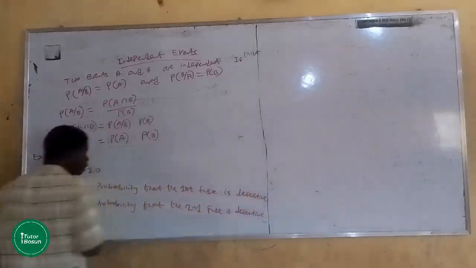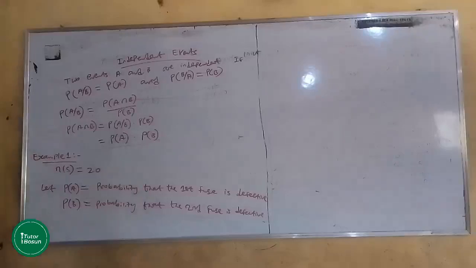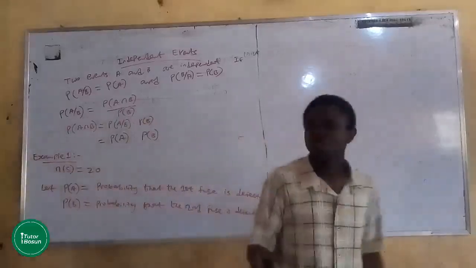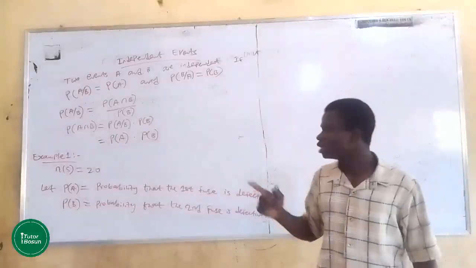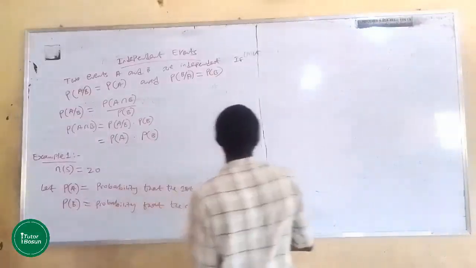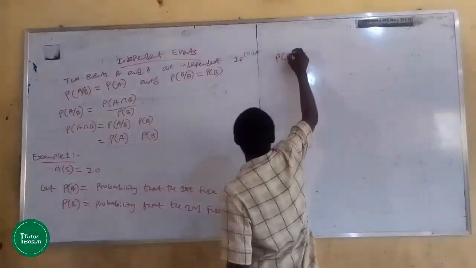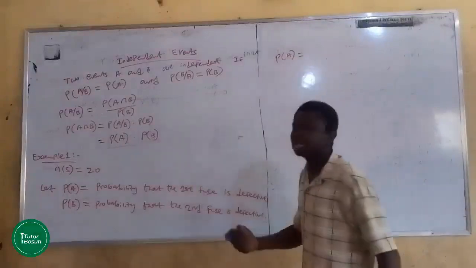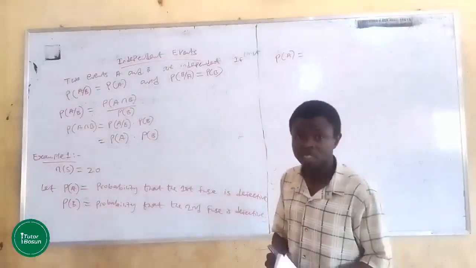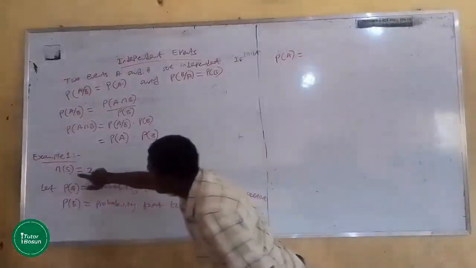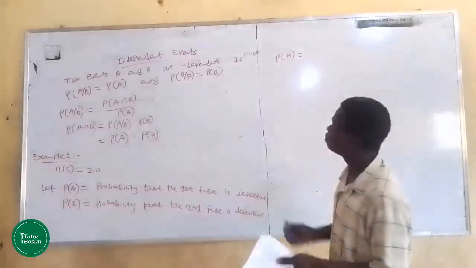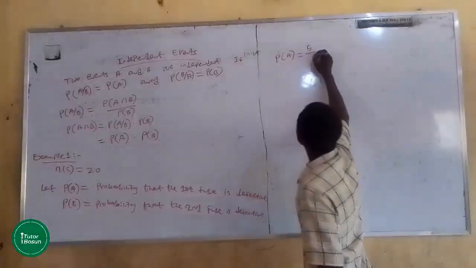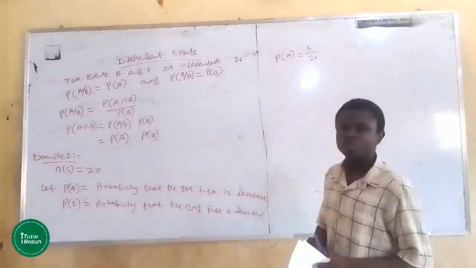So to determine the probability of A intersection B, these two events are independent events because they are removed in succession. One is removed without replacement, and then the second is removed. So for the probability of A, initially we have 5 defective fuses, and the total sample space is 20. Definitely the probability that the first is defective will be 5 over 20.